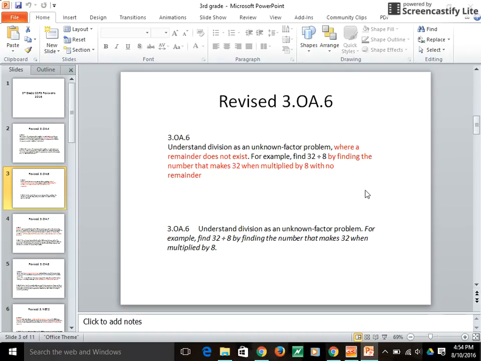3.OA.6, understanding division as an unknown factor problem. Many of us were not using remainders in third grade, but it didn't explicitly say that. So here it just says where a remainder does not exist. And then you have the same example you did previously, but also it says by finding a number that makes 32 when multiplied by 8 with no remainder.